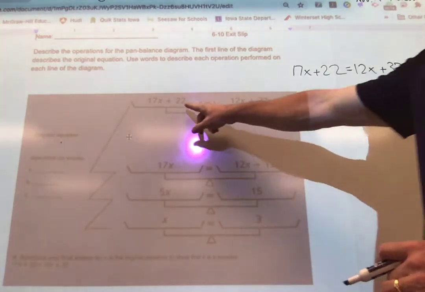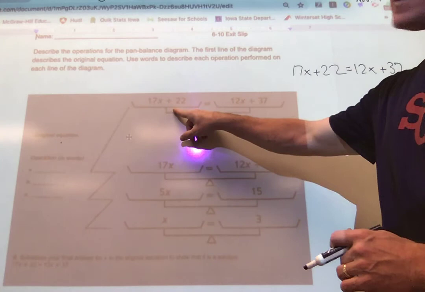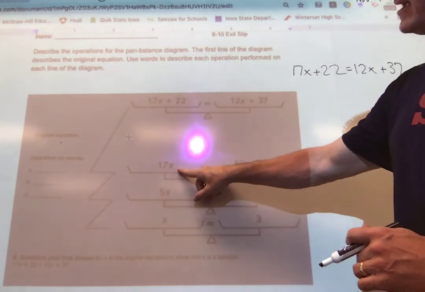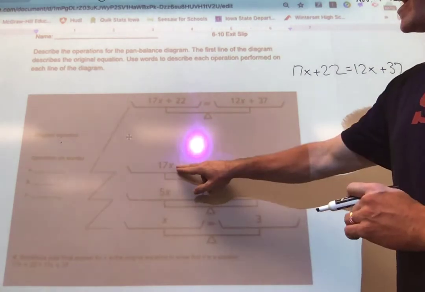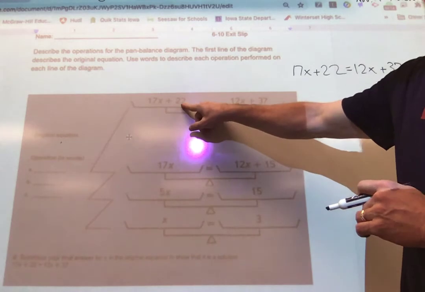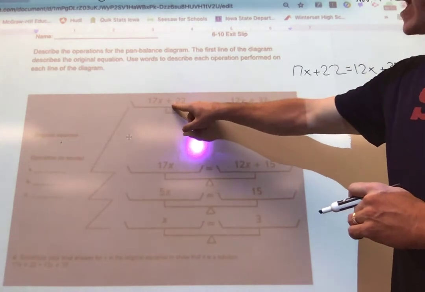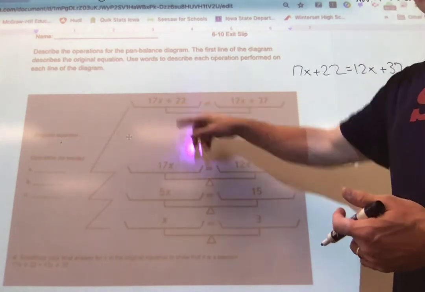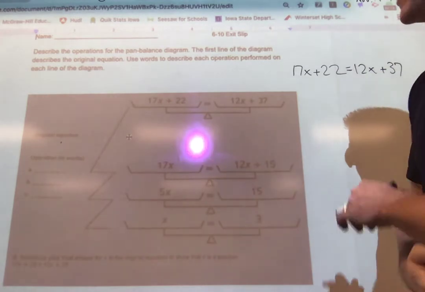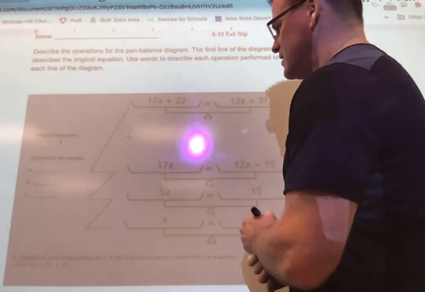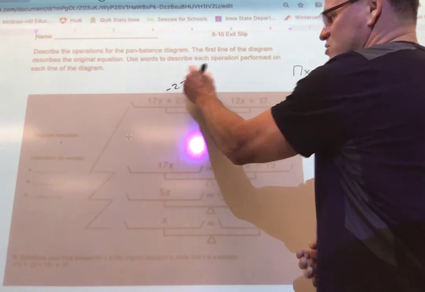All right, so if I look at this first pan here, I've got 17x plus 22. And when I went down to here, it changed to 17x. So I see that they got rid of the 22. So if I added 22, how do I get rid of 22? I must subtract 22 to undo that and use that inverse operation.